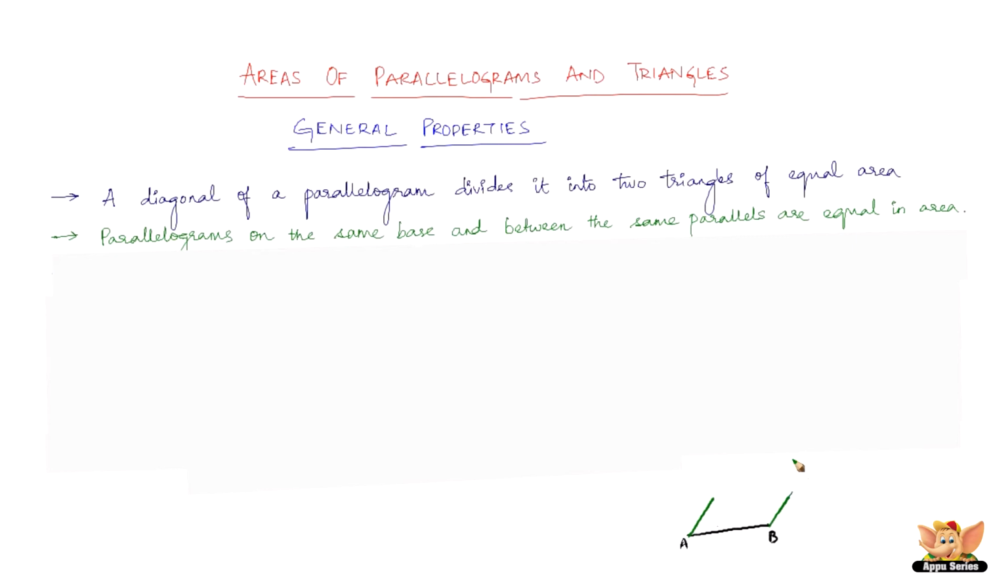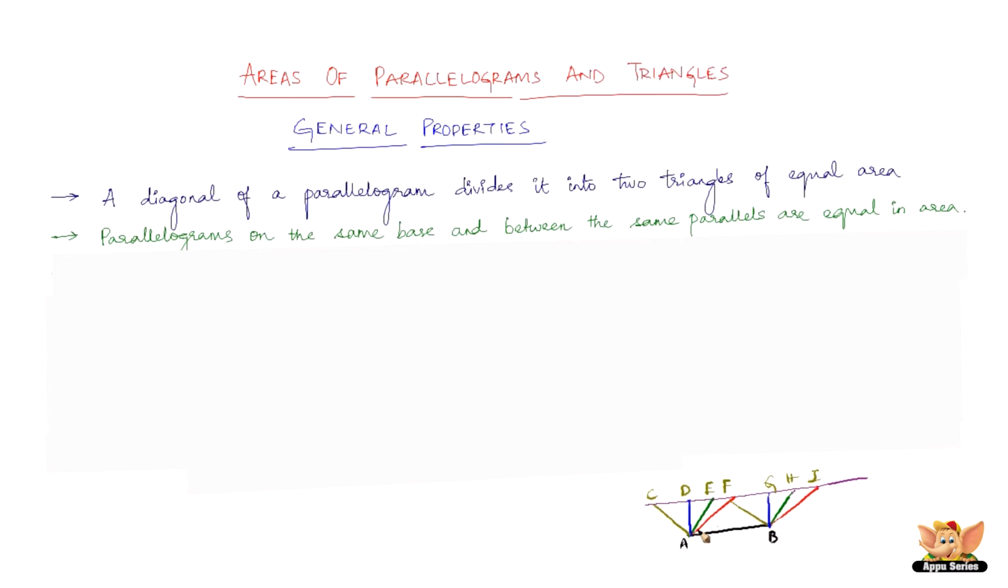Alright, and also it says that parallelograms on the same base and between the same parallels are equal in area. So we will draw another line on top which is parallel to the base AB. All we need to make sure is that these lines are parallel to each other. All the same color lines are parallel to each other. So now let us name these differently. Say for example, A, B, C, D, E, F, G, H, I. That was the random naming.